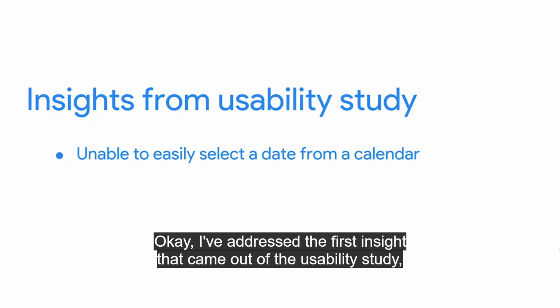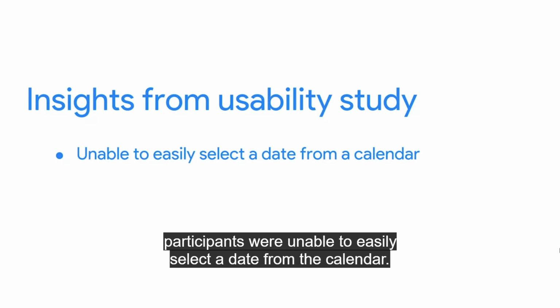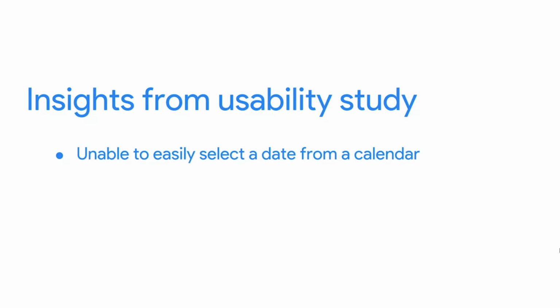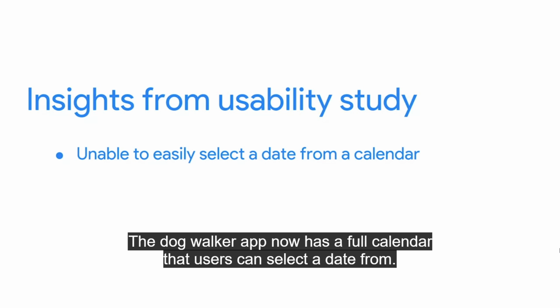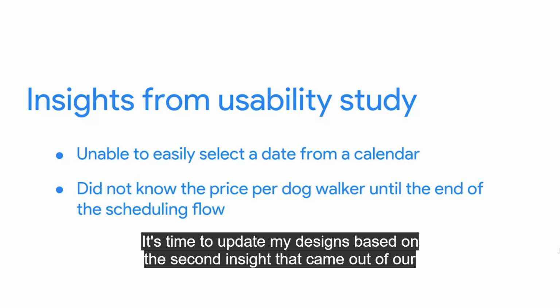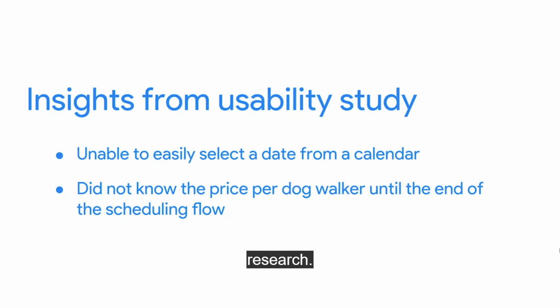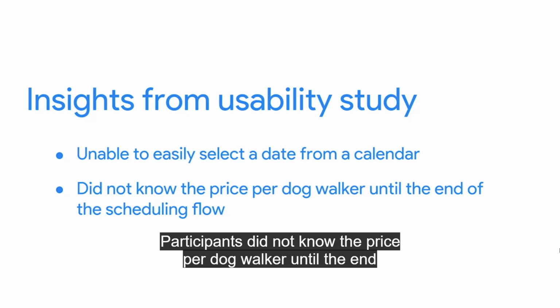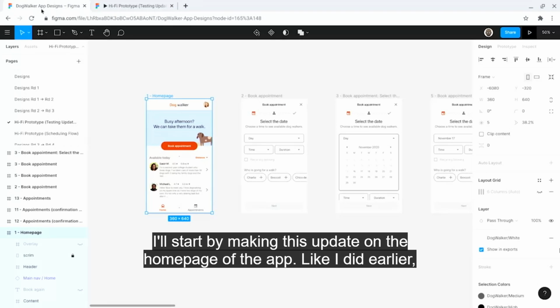Okay, I've addressed the first insight that came out of the usability study. Participants were unable to easily select a date from a calendar. The Dogwalker app now has a full calendar that users can select a date from. It's time to update my designs based on the second insight that came out of our research. Participants did not know the price per Dogwalker until the end of the scheduling flow. I'll start by making this update on the homepage of the app.